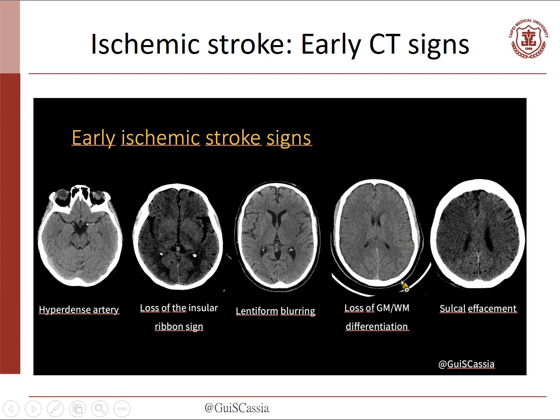You can see the gray matter is a little bit higher and the white matter is a little bit lower attenuation. So at the right side, you didn't see this, there's a sulcus and there's gray and white differentiation. And for the last one, you didn't see the sulcus at the right hemisphere. So those are the early CT signs in acute stroke.